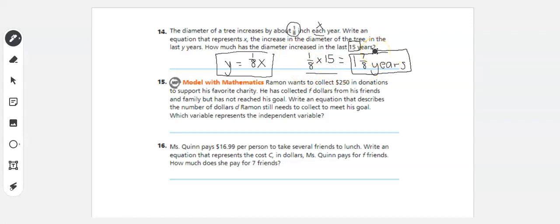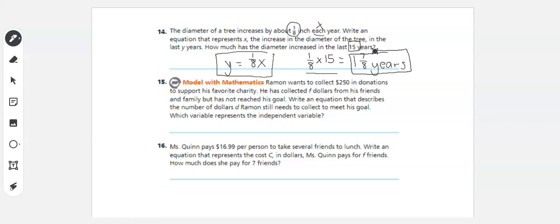Number 15. This guy wants to collect $250 in donations to support his favorite charity. He has collected F dollars from his friends and family but has not reached his goal. We're going to write an equation that describes the number of dollars, D, he still needs to collect to meet his goal. Which variable represents the independent variable?